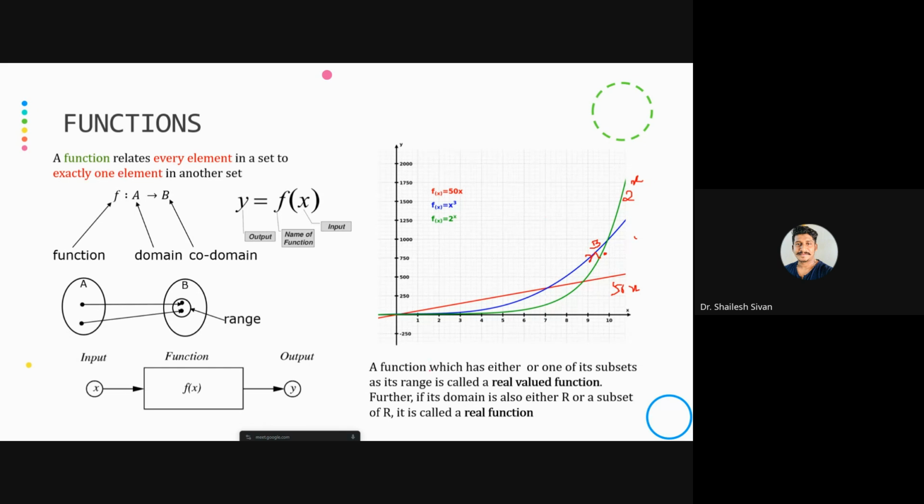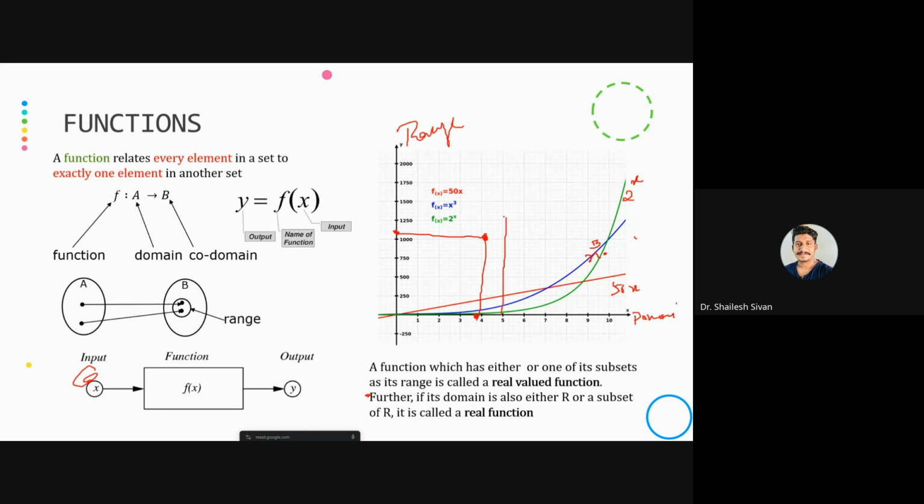So if you take any point on the x-axis, which represents the domain, there will be some points on the y-axis, which represents the range. Taking the intersection of a particular input-output pair, you will get a point.